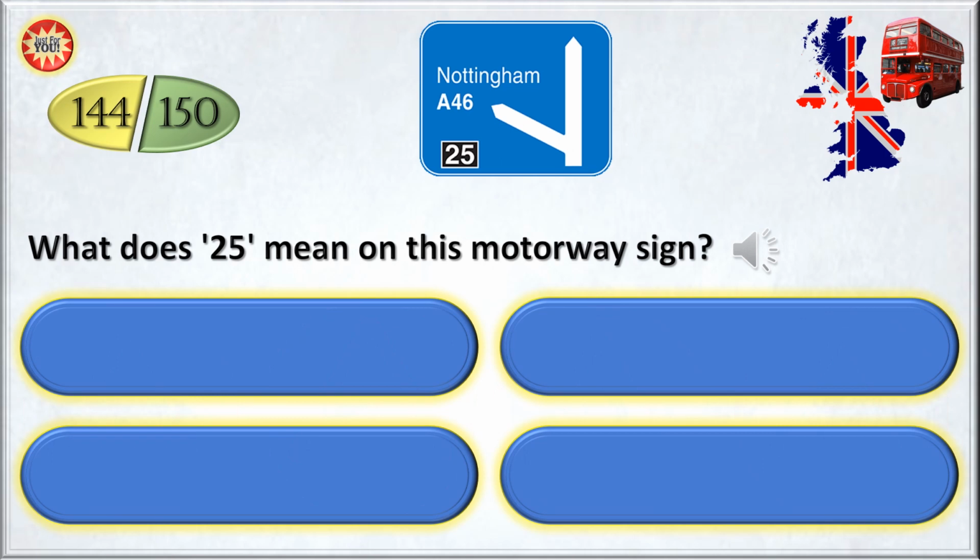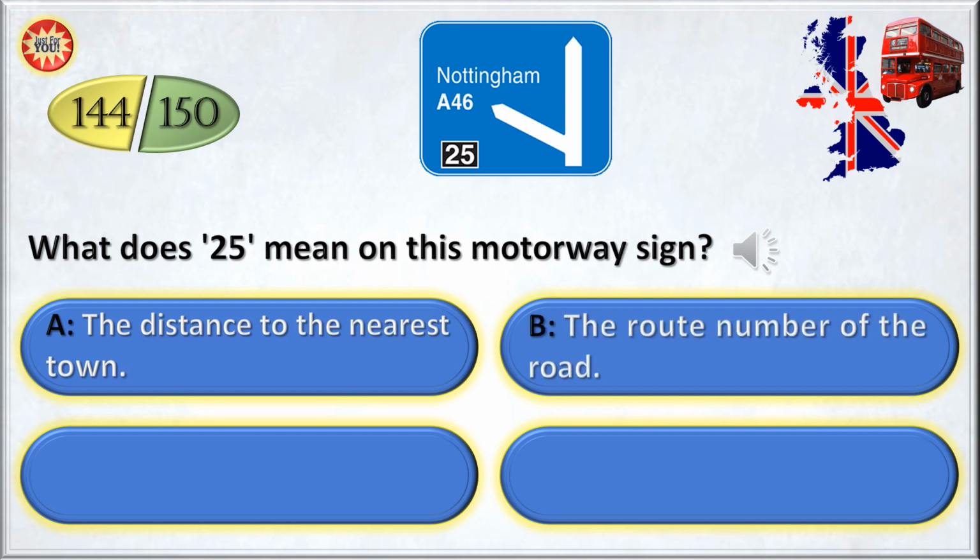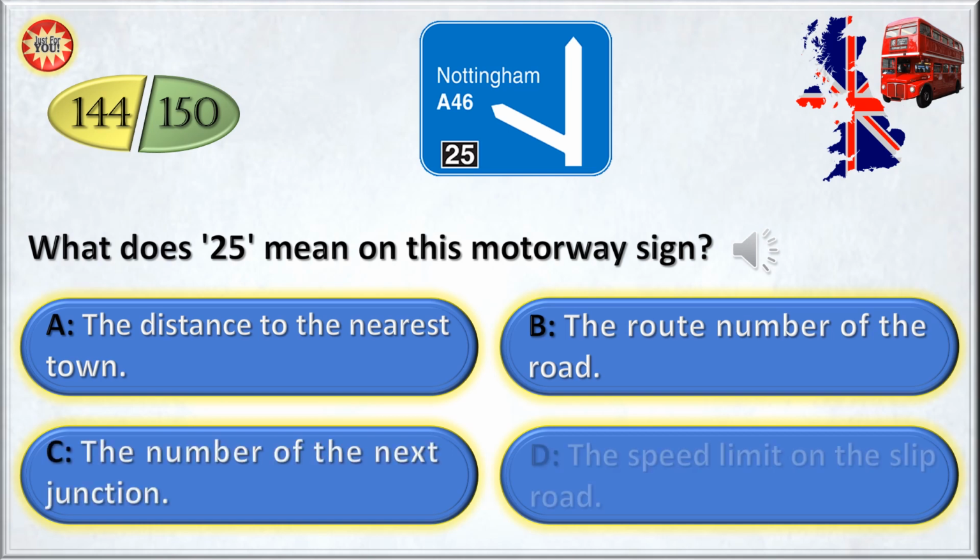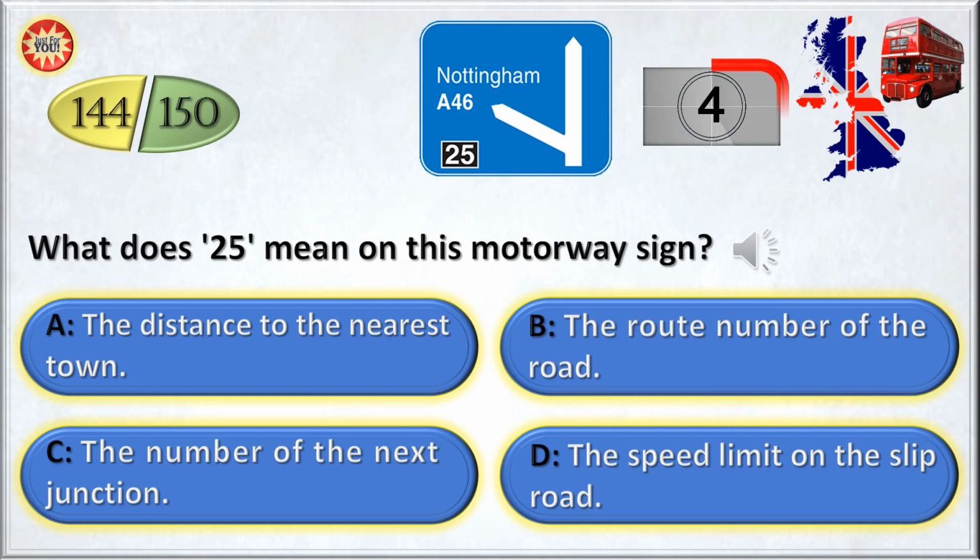What does 25 mean on this motorway sign? The distance to the nearest town. The route number of the road. The number of the next junction. The speed limit on the slip road. The number of the next junction.